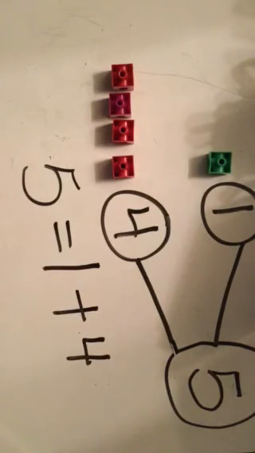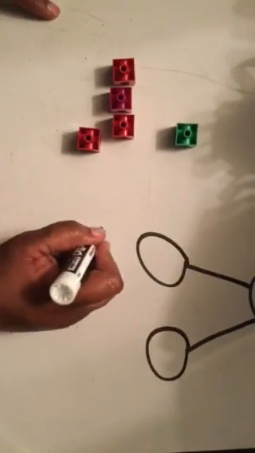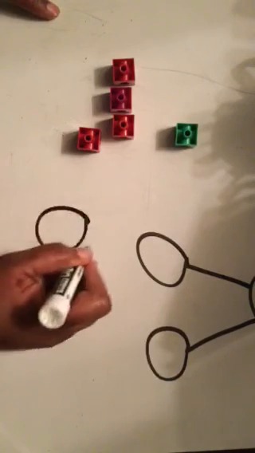I want you to go ahead and practice making number stories today. Use your number bonds. It doesn't matter if your number bond is drawn like this, or we call that horizontal, or like this. That's vertical.